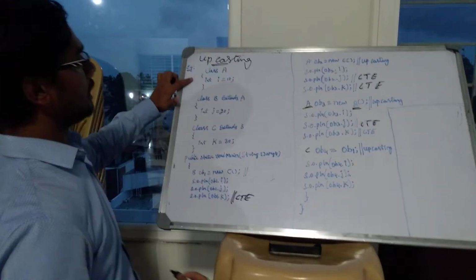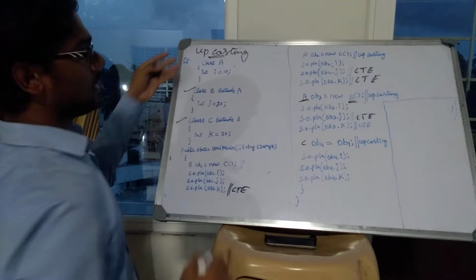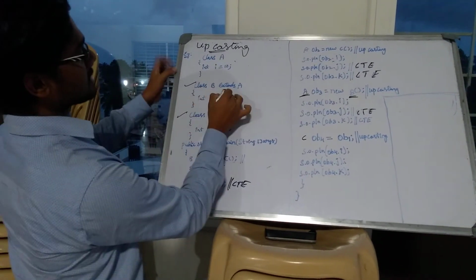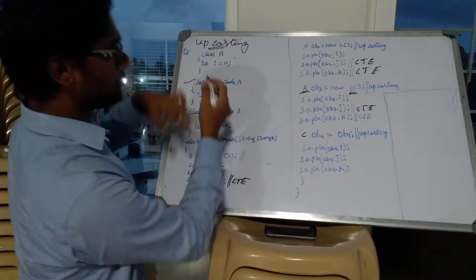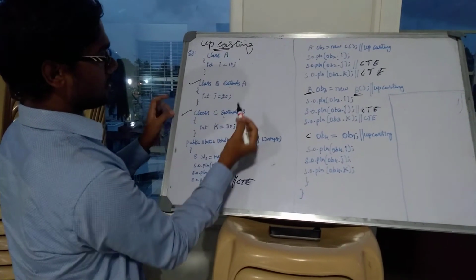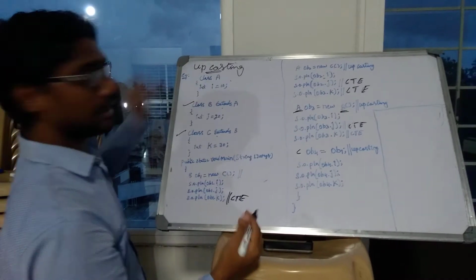Here I have class A, class B and class C. Here we can see an IS-A relationship. Class B extends class A, that is, class B has a link to class A, and class C extends class B. So C has the capability to access both B and A classes.